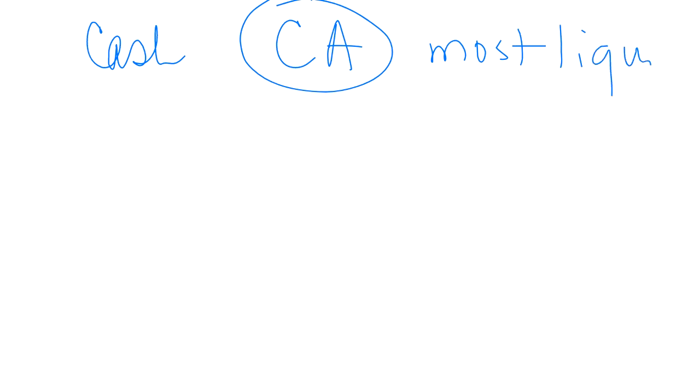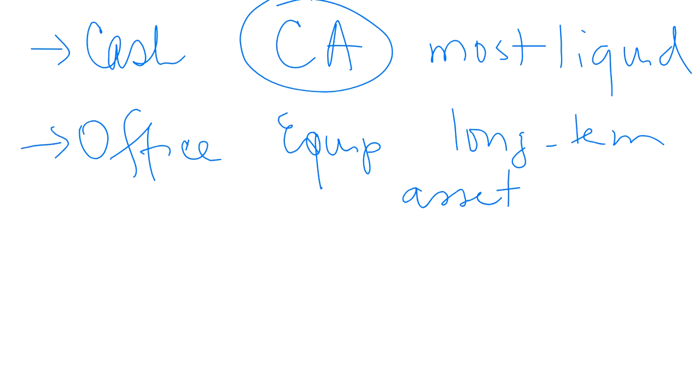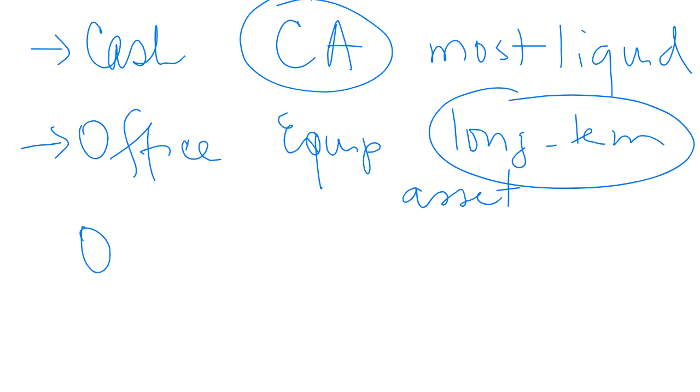And in that same transaction, I had office equipment, which is a long-term asset. A current asset we expect to turn into cash. Cash is already cash, so we don't have to turn it into cash, but we expect to use it quickly. Office equipment we expect to use in the long term. And then I mentioned office supplies.